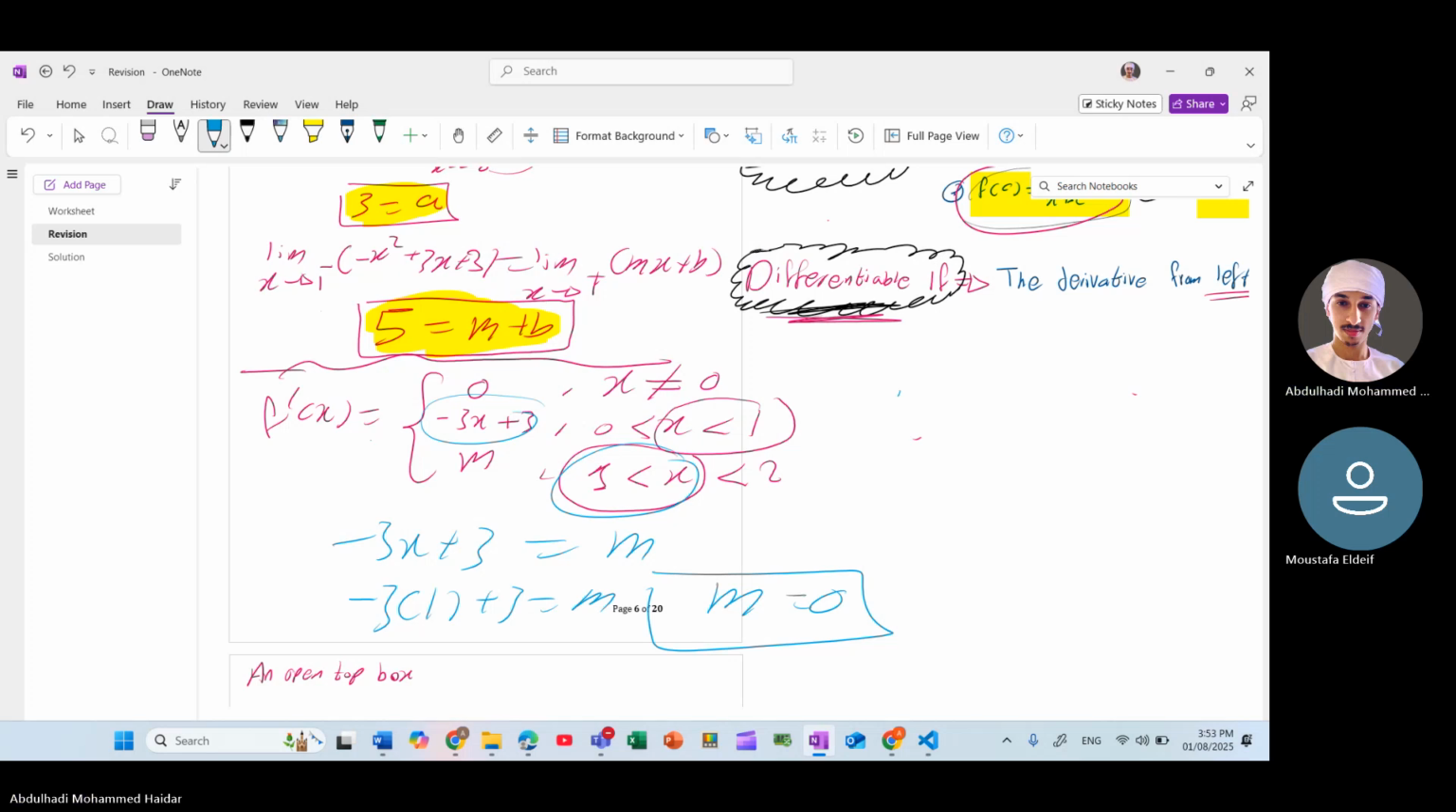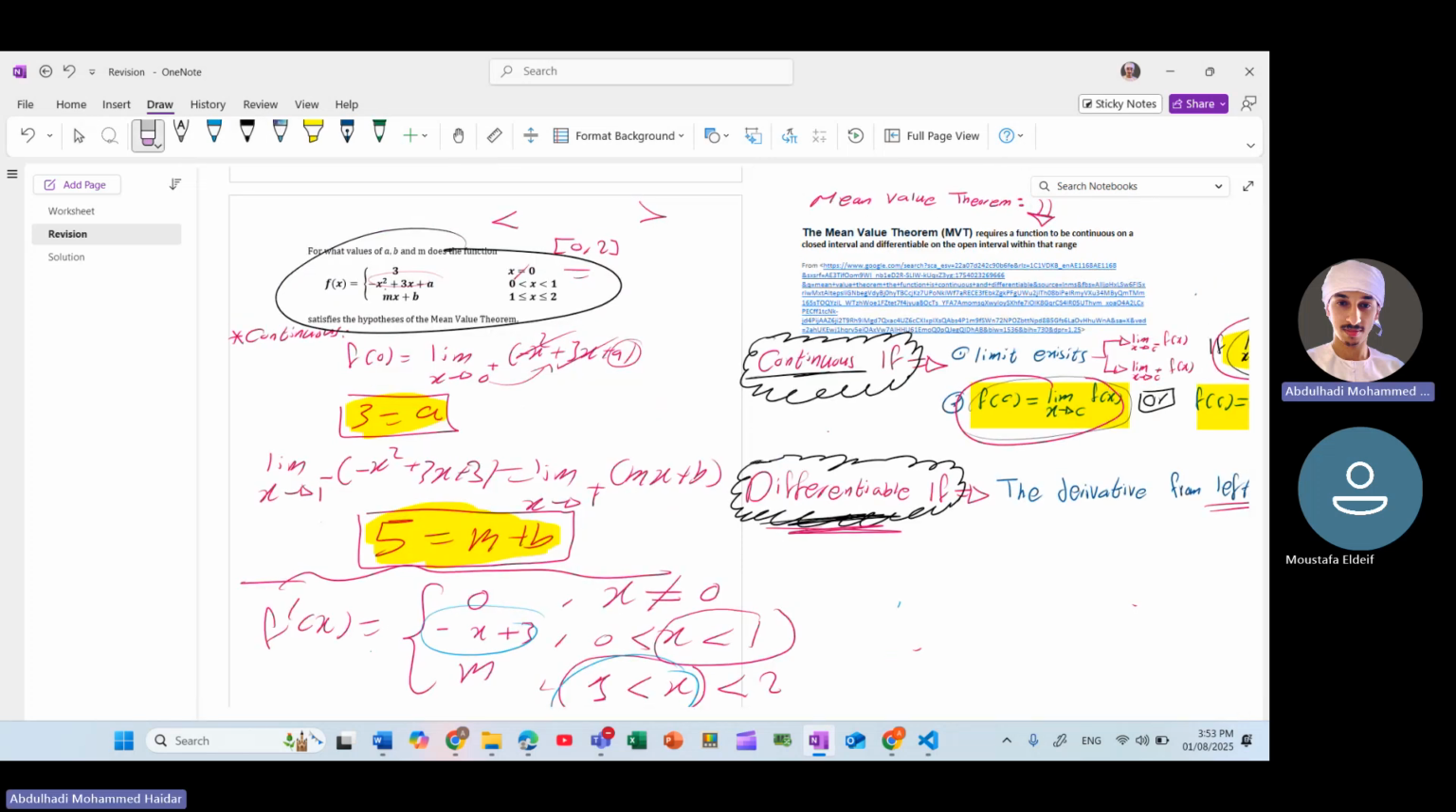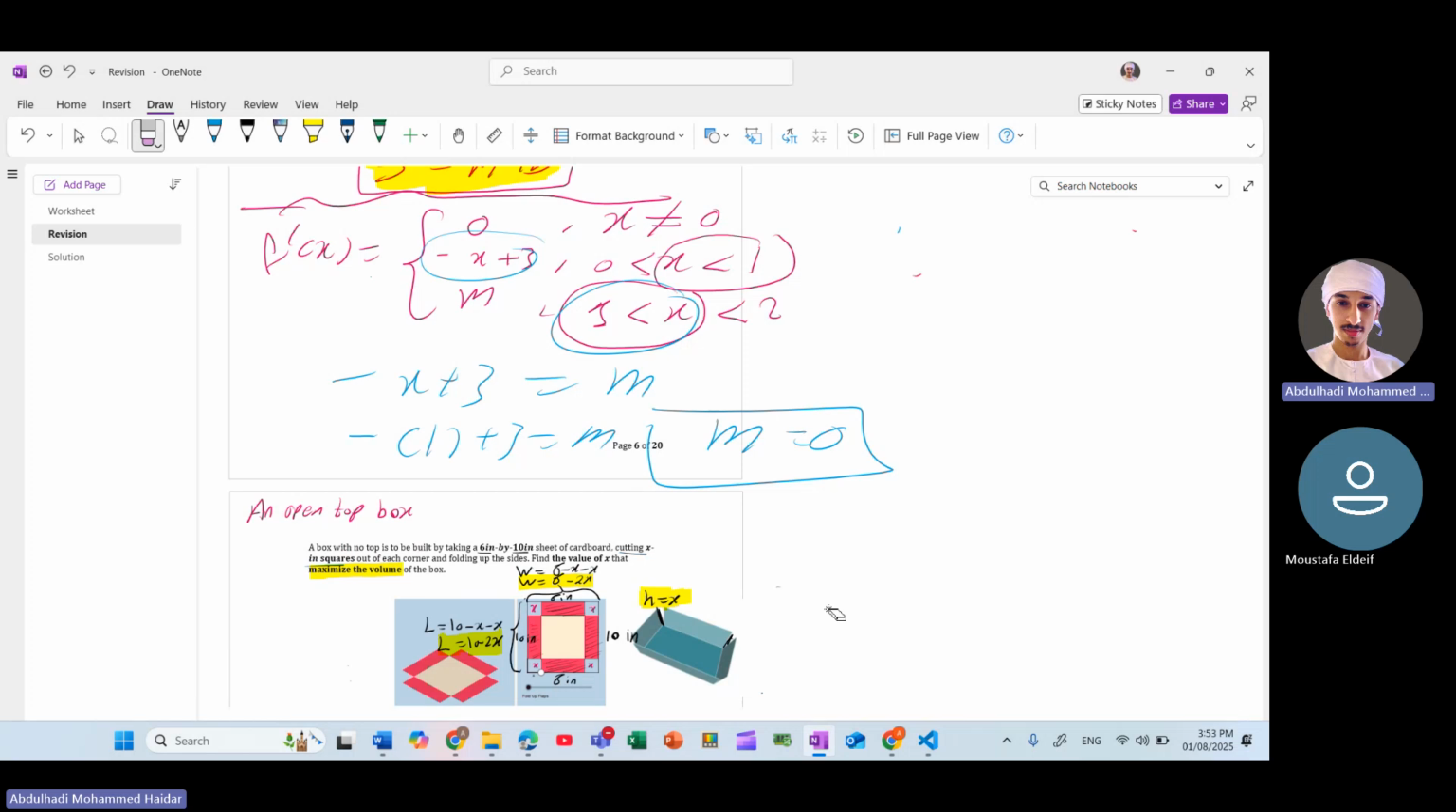Sorry, it is minus 2. This one is minus 2, yes, it was minus 2. Minus x squared, so it's going to be minus 2x. Sorry, so minus 2x minus 2. Substituting 1 here, it's going to be, okay, 1. And that's it.